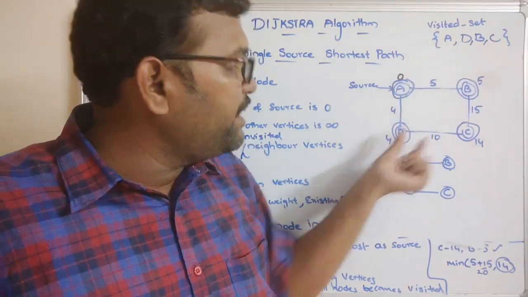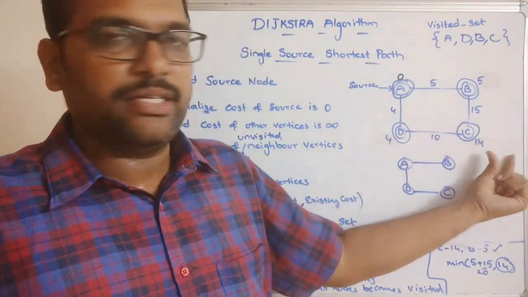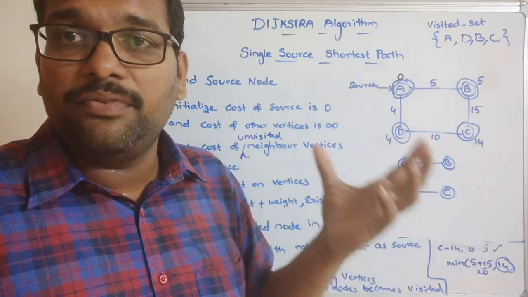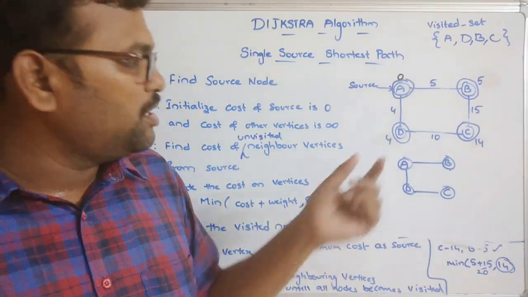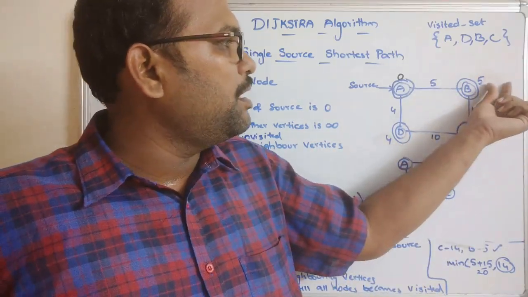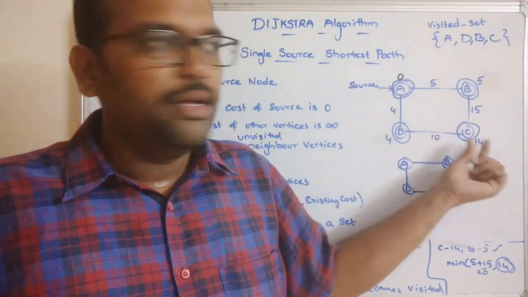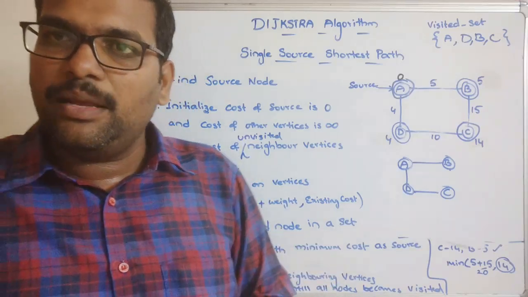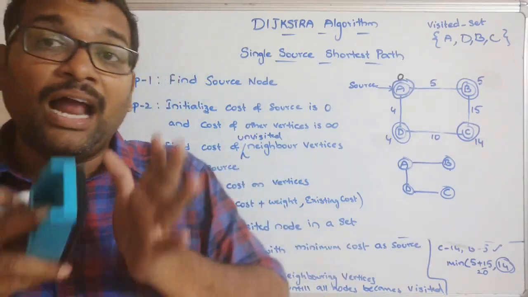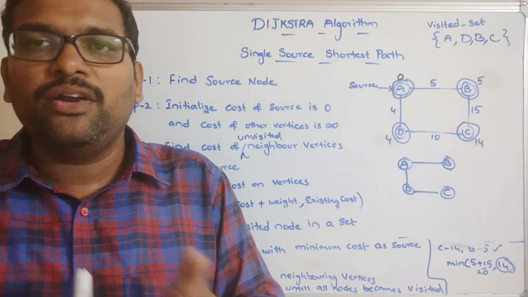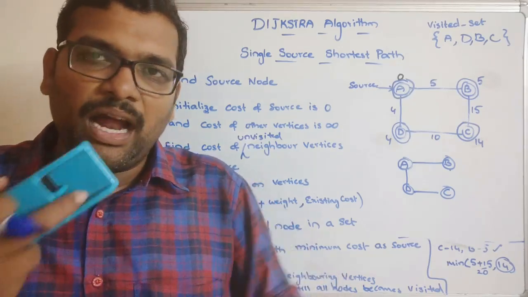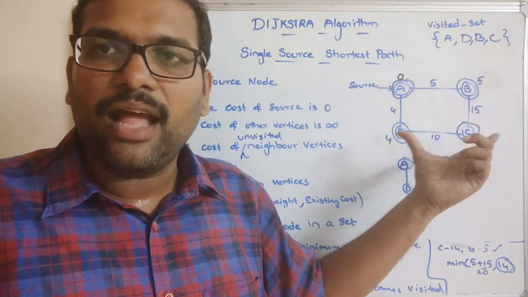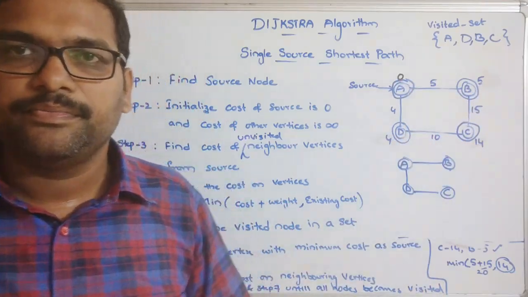Now we have to update the cost for each and every vertex. Again the same process is repeated. We need to find the vertex with the minimum cost. Here it is 4, here 5, and the other is infinity. So 4 is the minimum cost. We have to select D and again repeat the same process: find all the unvisited neighbors, find the cost, and repeat until all the vertices have been visited.